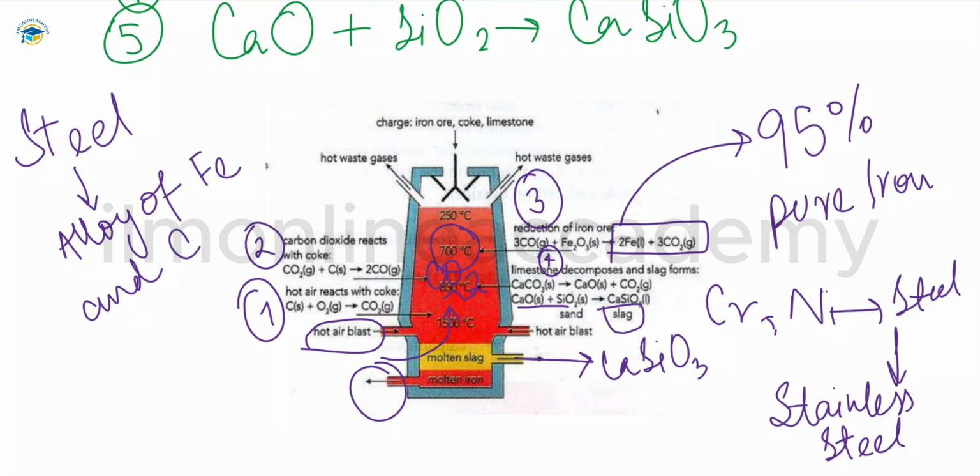So this is how the extraction of iron occurs from the ore in the blast furnace. So this is all about extraction of iron from the ore. Next we will talk about another metal, that is extraction of aluminum from its ore. So we have the extraction of the aluminum from the ore.